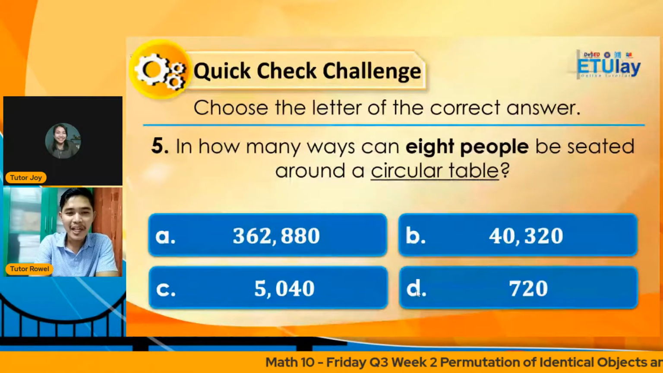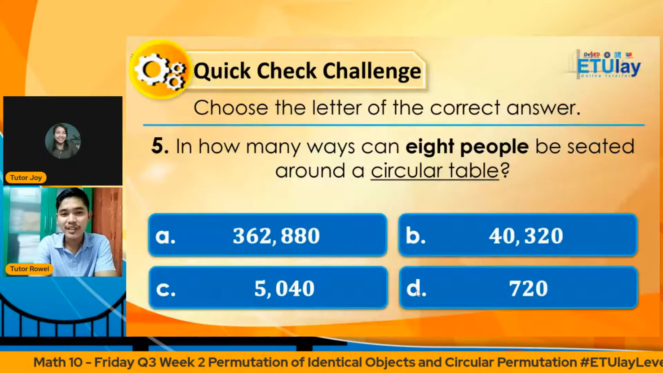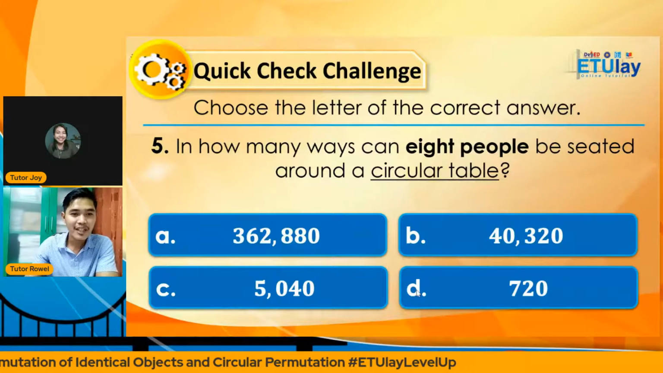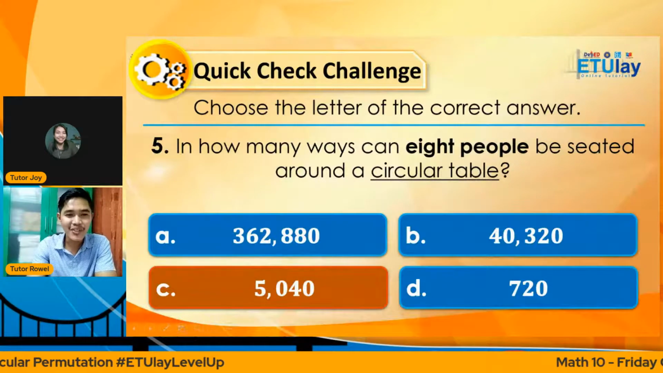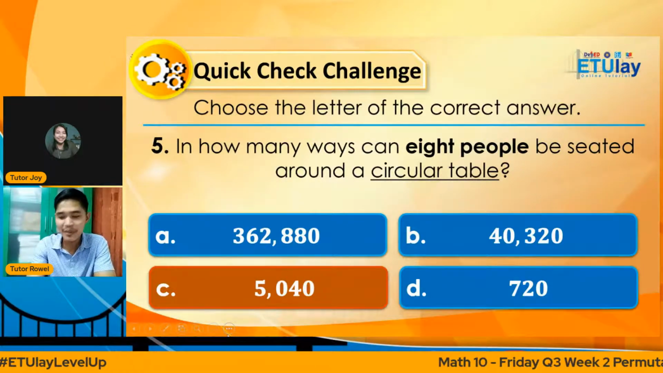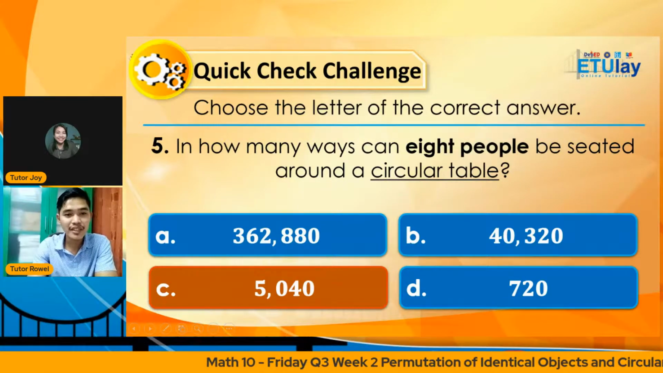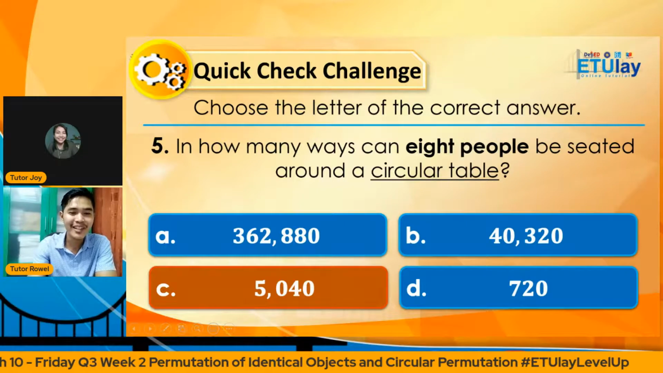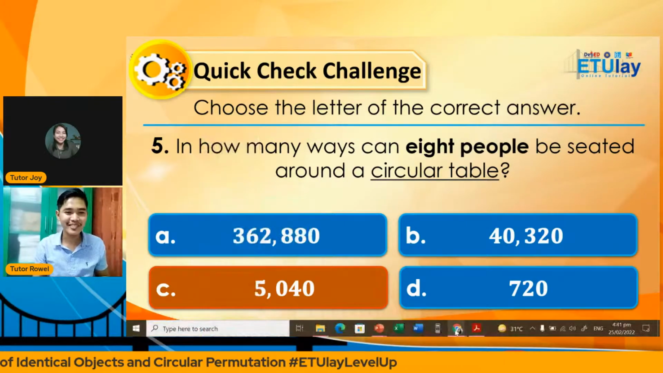So, for number 5, again, that is 8 minus 1 factorial. So, that is 7 factorial. And the answer for number 5 ay letter C, 5,040. Bakit po? That is 7 times 6 times 5 times 4 times 3 times 2 times 1. And that is 5,040.